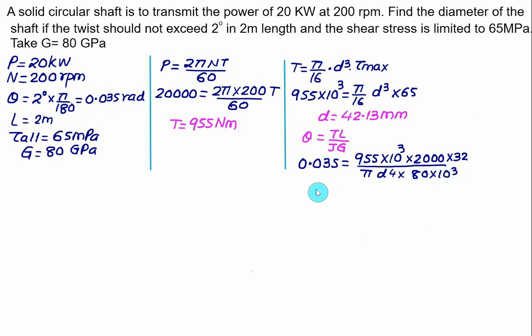So this value will also give you one diameter, and this value of D is equal to 51.37 mm. So this is one value and this one is the second value. For safe design always select the larger value. So for safe design D will be equal to D maximum, that will be equal to 51.37 mm.